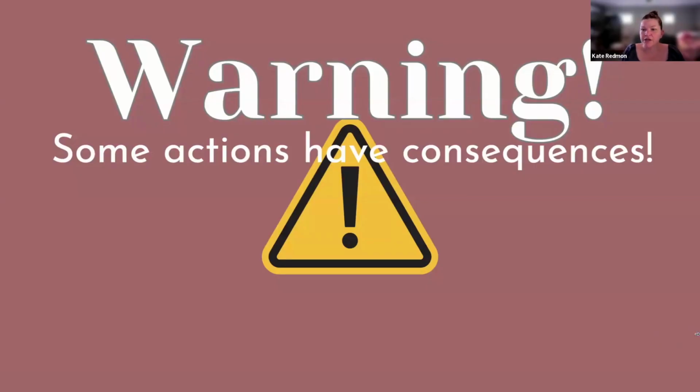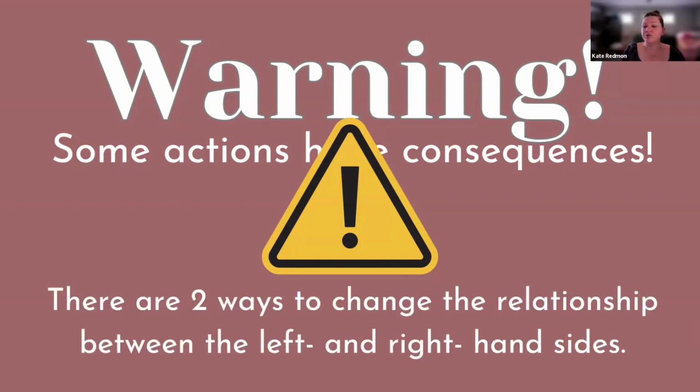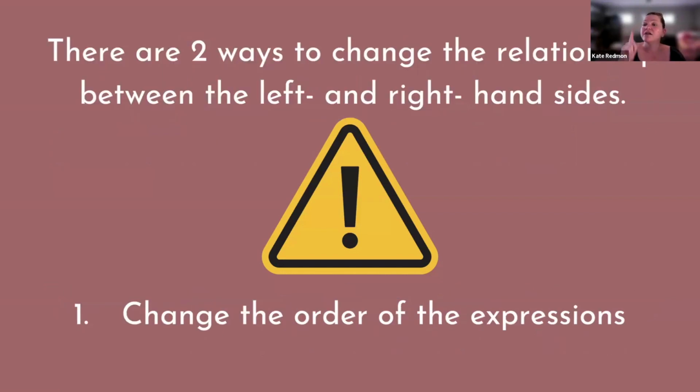Now, here's my warning. Here's the one new thing that we need to know with inequalities. We're still going to be able to do whatever we want to the left and the right-hand side of an inequality. But some of the things we do can actually change the relationship. We can change which side is bigger and which side is smaller. And if we do that, we're going to have to change which symbol we use. Two ways to change the relationship between the left and the right-hand sides. And one of the nice things is Miss Annette already discovered one of them for us at the very beginning of class. We could change the order of the expressions.